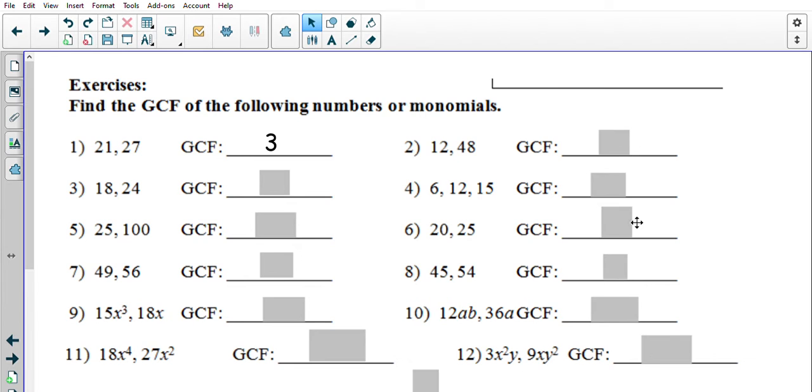Well, 12 goes into 48 evenly, exactly 4 times. So I know that 12 is going to be my greatest common factor.